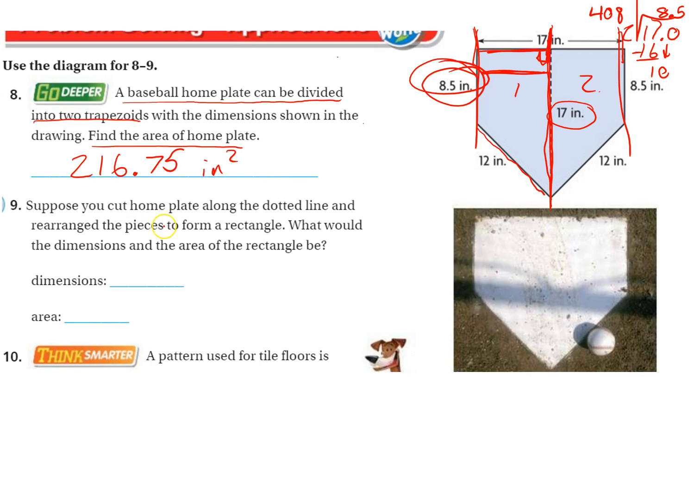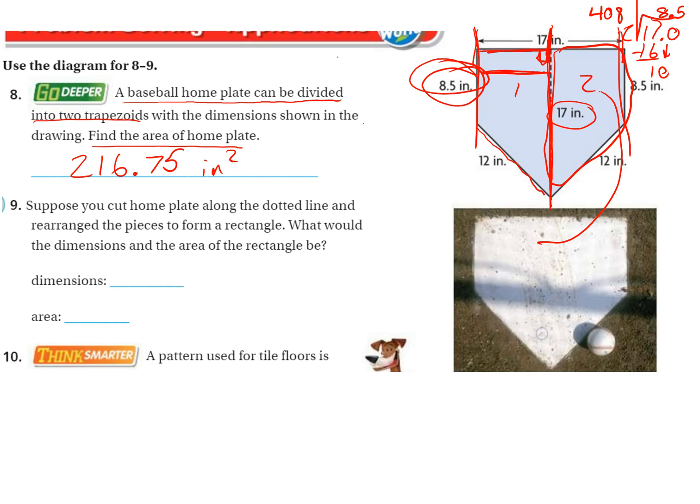Okay, number 9. Suppose you cut home plate along the dotted line and rearrange the pieces to form a rectangle. So remember, we could swing this piece around and make a rectangle that looks like this, right? If we took this trapezoid and swung it around along the dotted line to form a rectangle, what would the dimensions and the area of the rectangle be? Oh, that was a good idea. We could have done that, huh?